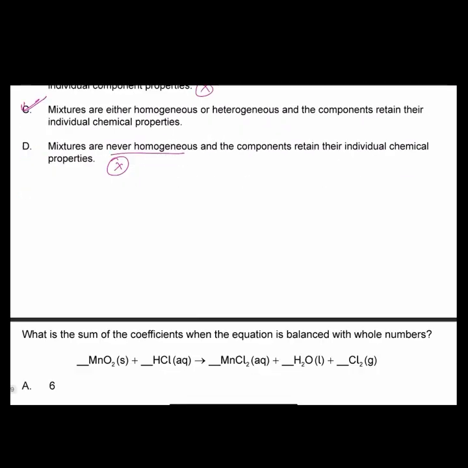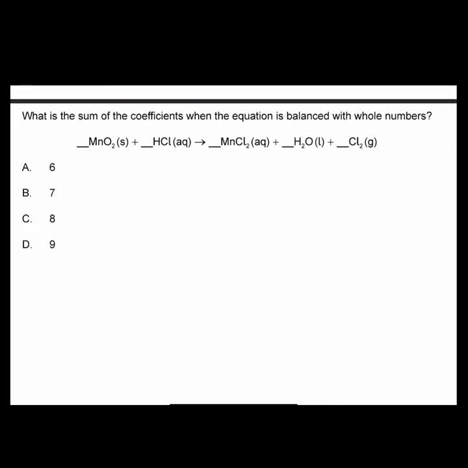There is no problem. Now we need to find the sum of the coefficients when the equation is balanced with whole numbers. So to balance it, we have the free element chlorine. We'll balance chlorine at the end. To balance oxygen, I have to put 2 in front of H2O. To balance hydrogen, I have to put 4 in front of HCl. 2 Cl is here. I can just put a 1 here, and this will, I guess, balance out the entire reaction. Manganese 1 and 1 on both sides. Hydrogen 4 on both sides. Oxygen 2 on the left side, 2 on the right side. Chlorine 4 on the left side, 4 on the right.